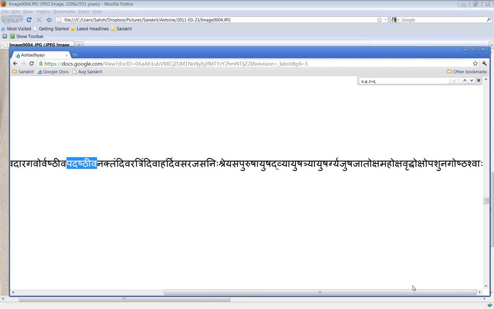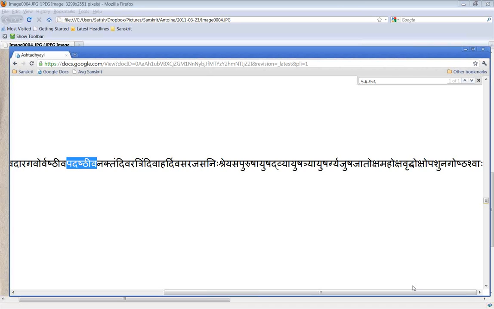So one more time: achatura, vichatura, suchatura, stri pumsa, dhenvanaduha, riksama, vang manasa. I'm breaking it up for you: akshi, bhruva, dara, gava, urvosh, urvashthiva, padashthiva, naktandiva, ratrindiva, ahardiva, sarajasa, nishreyasa, purushayusha, dvayayusha, trayayusha, rugyajusha, jatoksha, mohoksha, vriddhoksha, upashuna, goshtashtvaha. So this is the final thing.